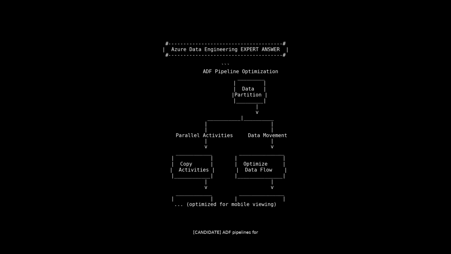Well, when optimizing ADF pipelines for high throughput, we focus on partitioning data, leveraging activities in parallel, and optimizing the data movement. For example, in a recent project where we were processing large volumes of IoT data, we partitioned the data based on timestamp and used parallel copy activities to load data into Azure SQL Data Warehouse efficiently. By segmenting the data and running activities concurrently, we were able to achieve significant performance gains.